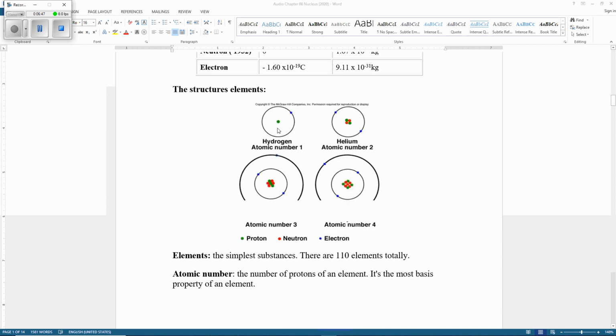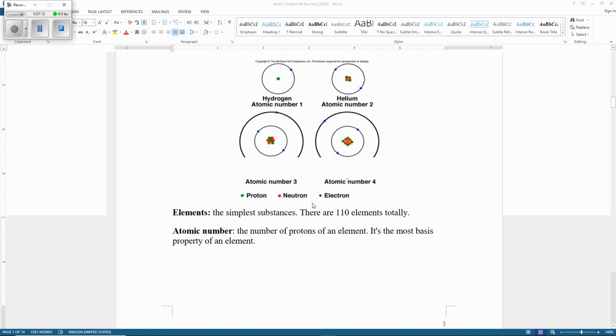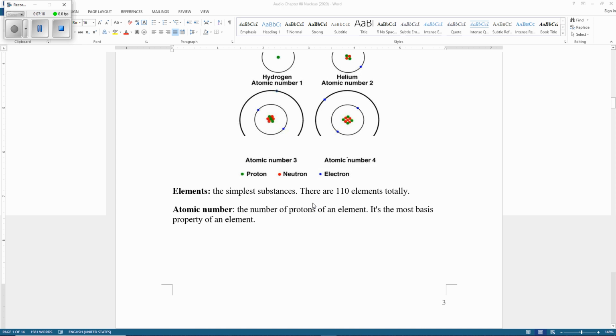Here are the first few atoms in the periodic table. Hydrogen has one proton, one electron. Helium has two protons, two neutrons, and two electrons. And this is lithium: three protons, four neutrons, and three electrons. Those are the first few elements. And we can study more detail about different elements and their properties when we study chemistry.